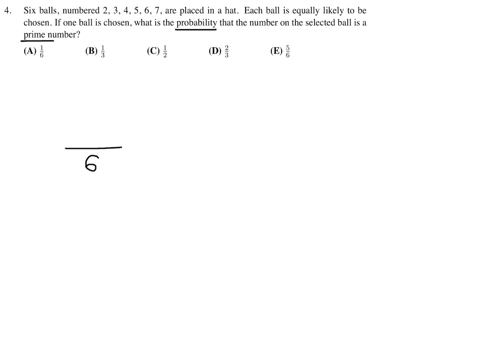Now, the numerator is what we are interested in, that specific thing. In our case, it's a number that's a prime. Well, these are our numbers. How many of those are prime? 2 is prime, 3 is prime, 5 is prime, and 7 is prime. So we've got 4 prime numbers. And therefore, that's the probability. And if you reduce that to lowest terms, it will be 2 over 3. So number 4, the answer is D.